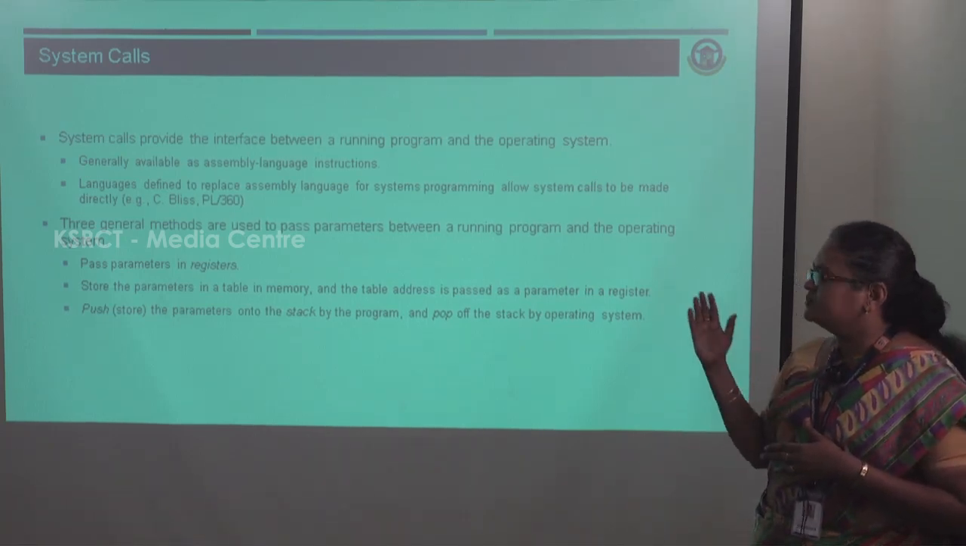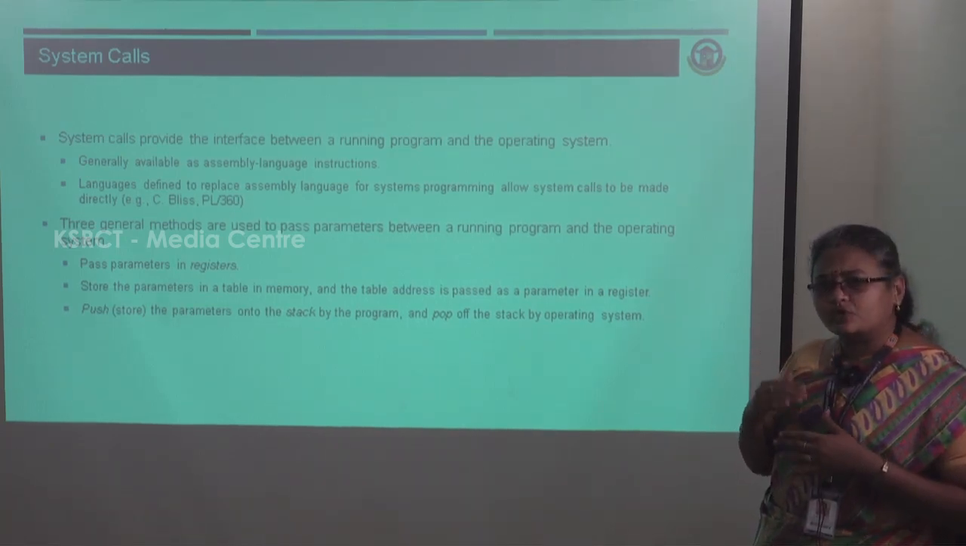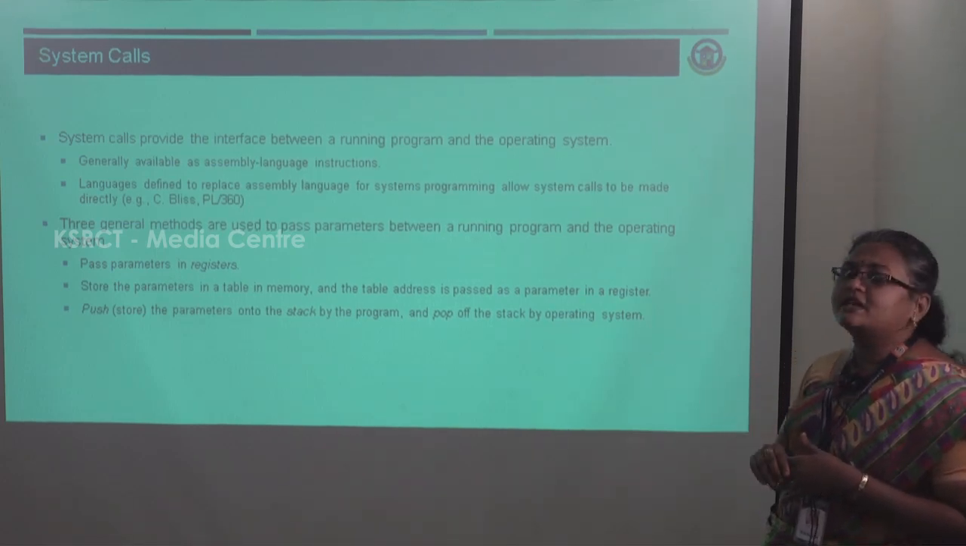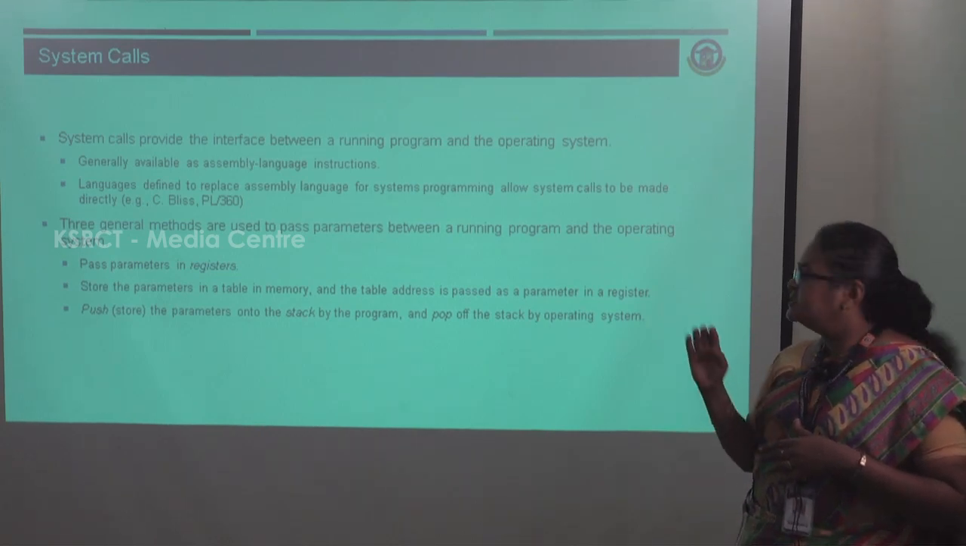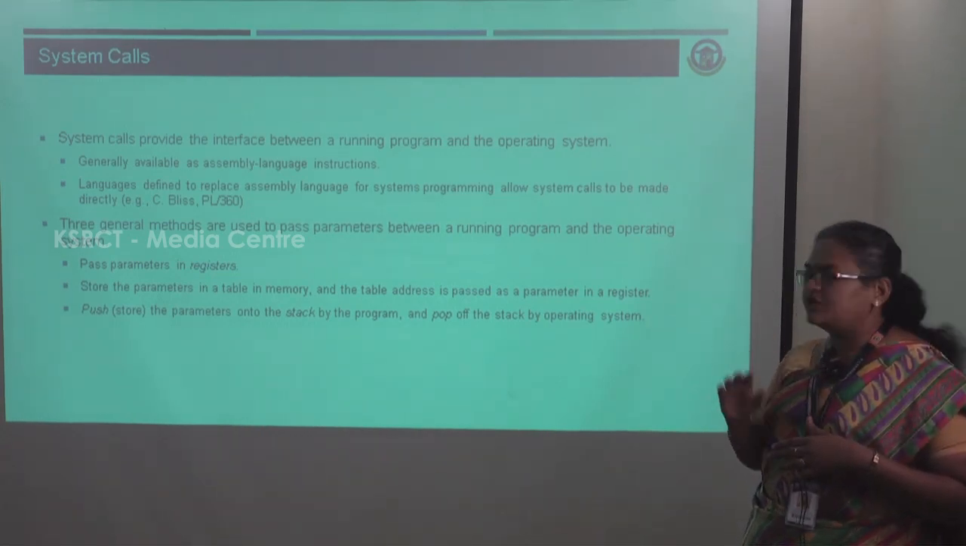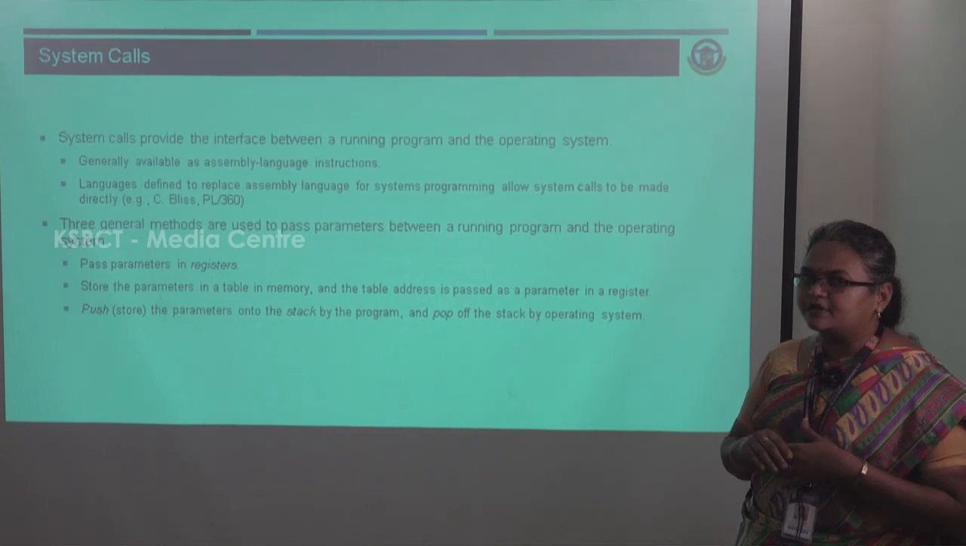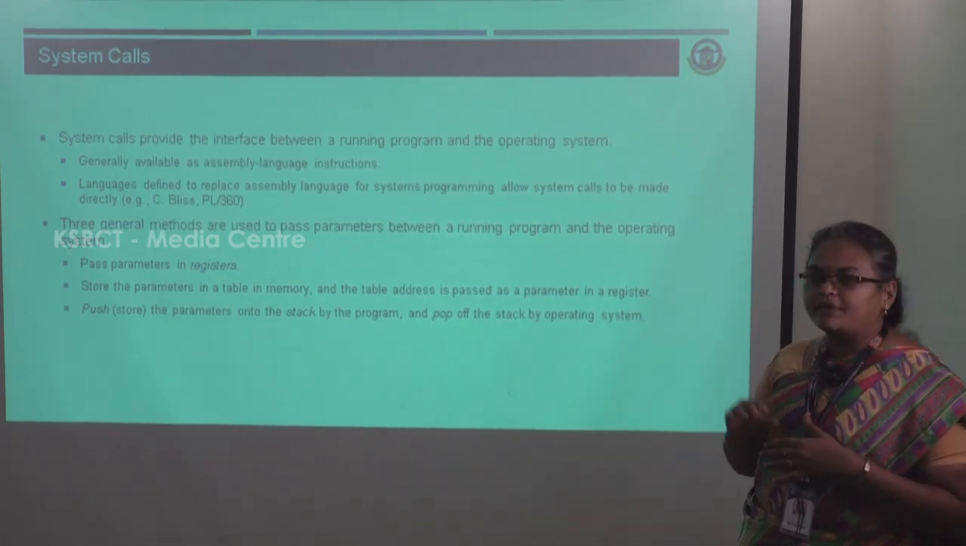That's the first method for passing parameters by the process to the operating system. And the second method is we are storing the parameters in a table in memory. Then the table address is passed to the operating system as parameters. This is the second method for parameter passing.